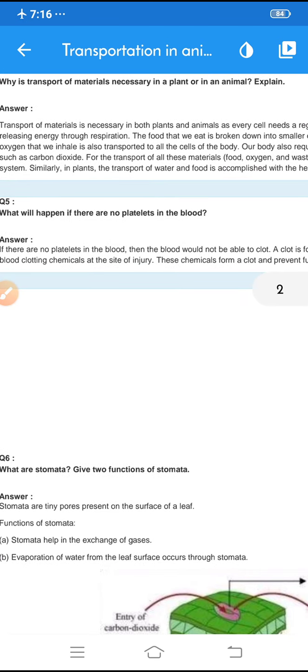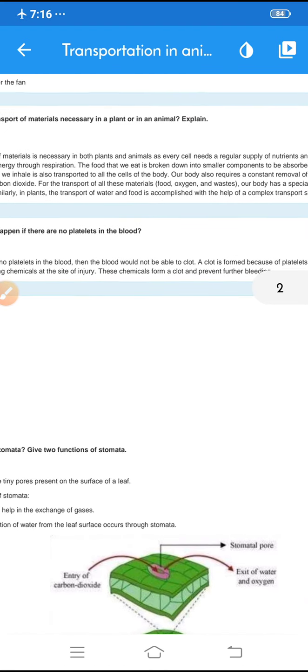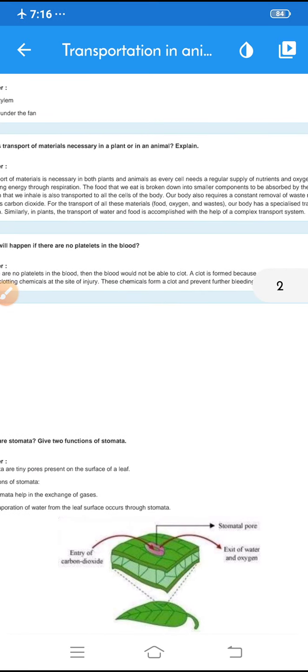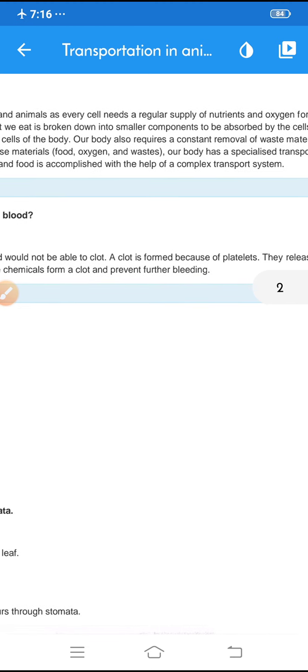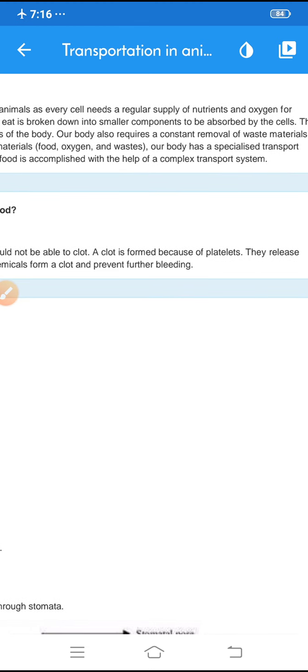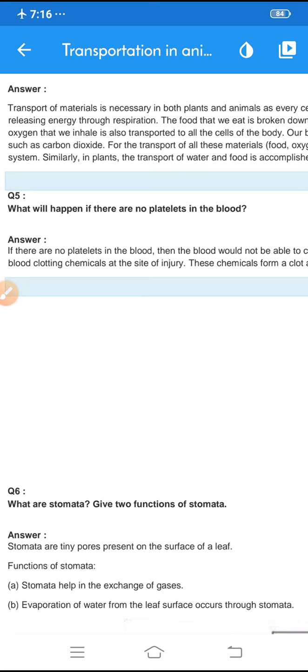Transport of materials is very necessary in both plants as well as animals, as every cell needs a regular supply of nutrients. Along with that, oxygen supply is also needed. Every cell of a plant or an organism needs a regular supply of nutrients, food items and oxygen for day-to-day processes and for releasing energy through respiration. So to release energy through respiration, a regular supply of nutrients as well as oxygen is needed.